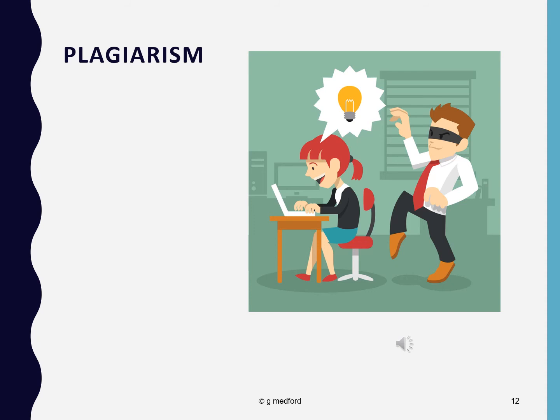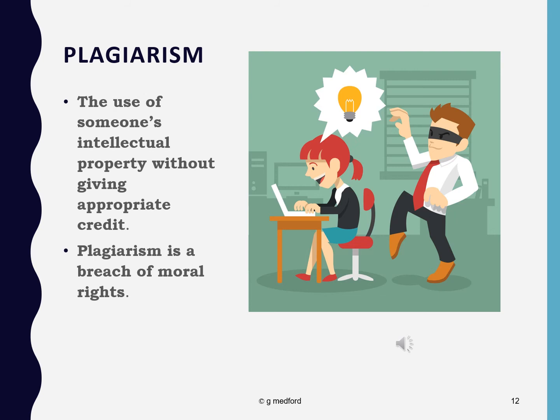And so far we looked at intellectual property and copyright. Now we're moving on to plagiarism. Plagiarism is conceptualized as the use of someone's intellectual property without giving them appropriate credit. Have a look at the graphic. Her intellectual property, the creation of the mind, is being stolen, or an attempted theft, by the bandit with the tie and the mask. Are you seeing that in the graphic?